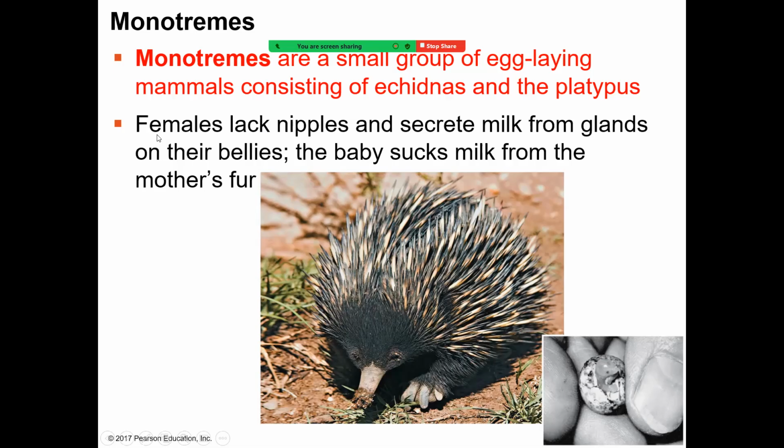So the female monotremes lack nipples. They secrete their milk from glands on their bellies, and then the baby will suck the milk from the mother's fur. And then here's an example of an egg that has been laid by a platypus. So monotremes, again, are still mammals, but their variation is that they are egg layers.